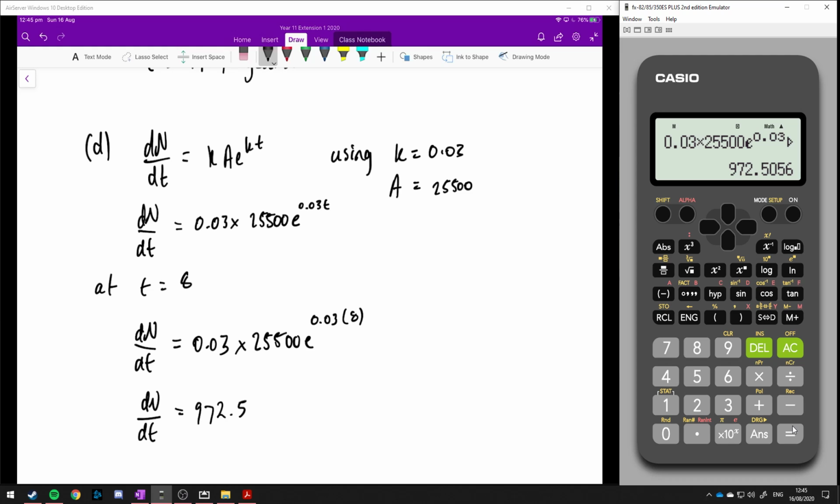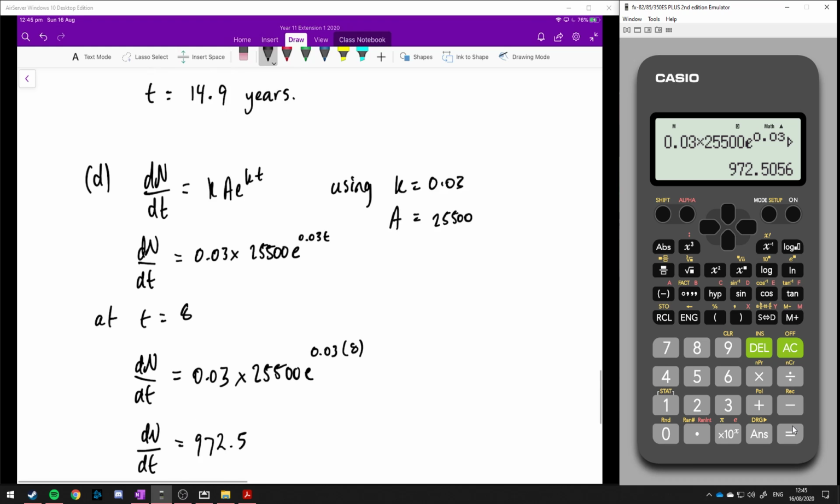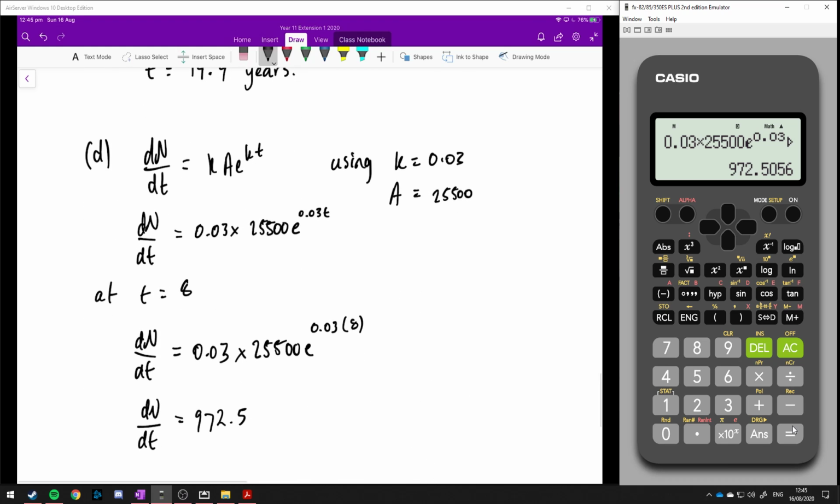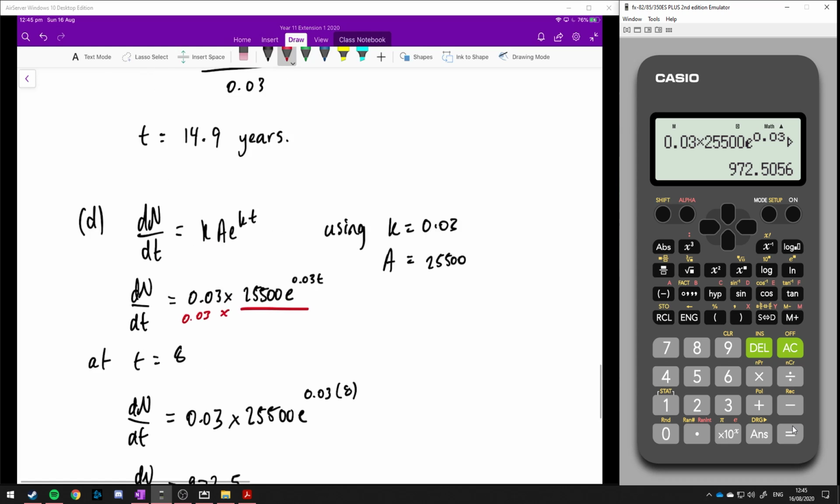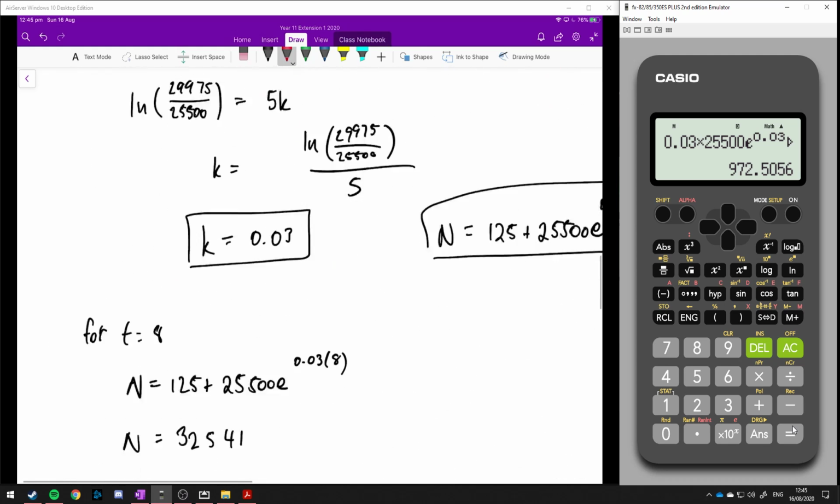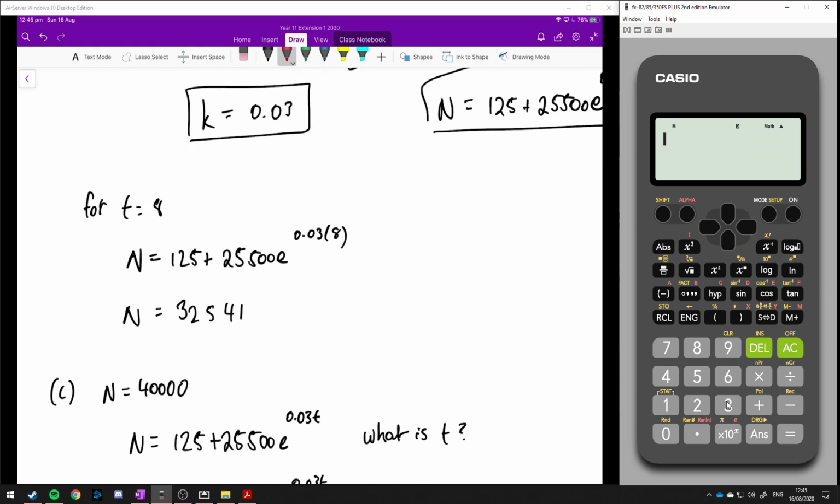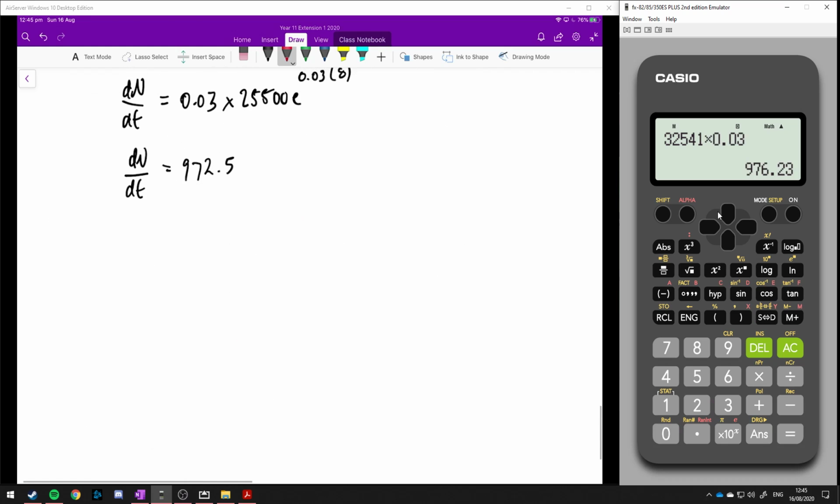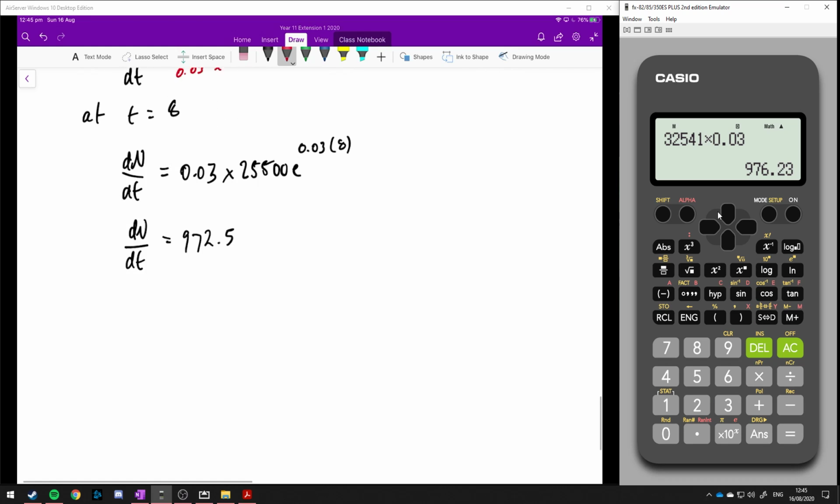So it's increasing at 972.5 per year. With this one, we could include the 0.5 because it's a rate, and the rate doesn't have to be an exact amount. But I also want to bring your attention to the fact that the derivative is just the original function times the k value. So if you already have your value for 8 years, 32541, you could also times that by 0.03, and that should give you very, very close, because this one is rounded, to our original amount.